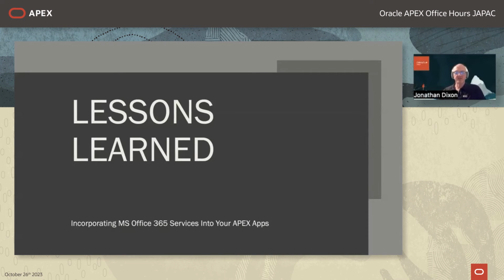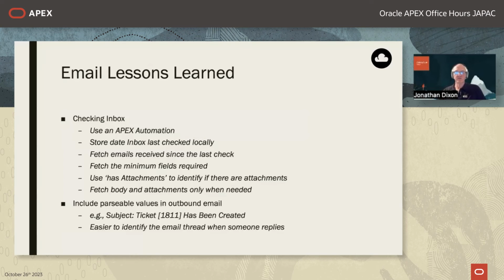A few lessons learned that I've picked up over the years. So for the inbox scenario, for checking Office 365 inbox for new emails, you could obviously use an Apex automation. You'd only want to fetch the emails that have shown up since the last time you ran it. So you could use the Apex automation variables to say when the last time the automation ran, only fetch and pass that to the Graph API to say email receive date greater than or equal to that date.